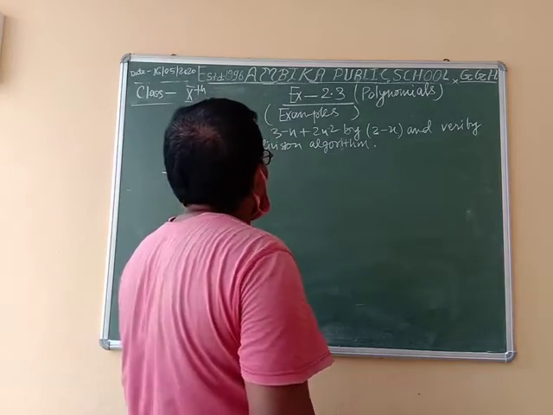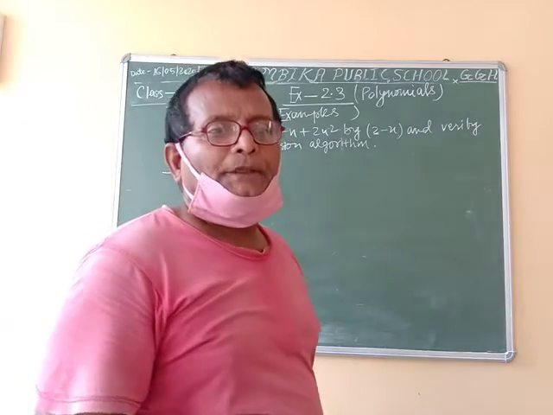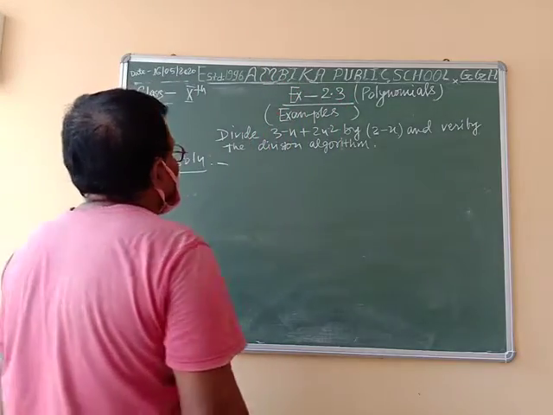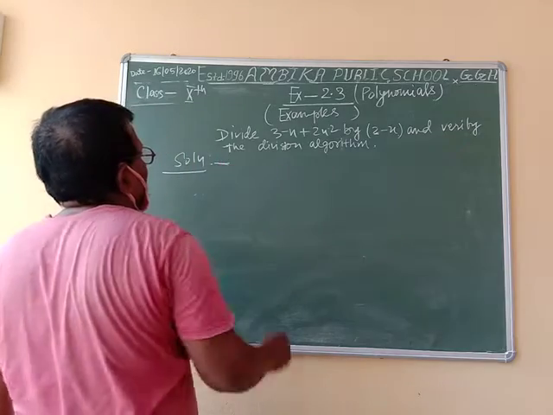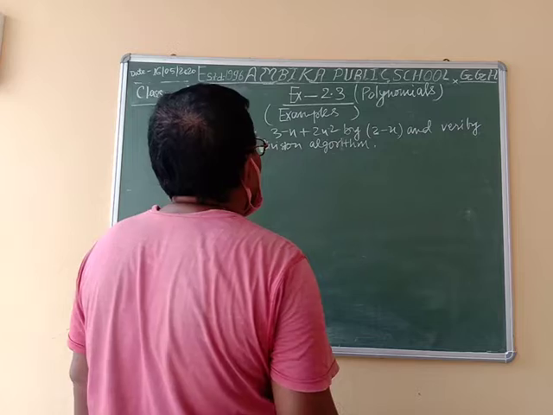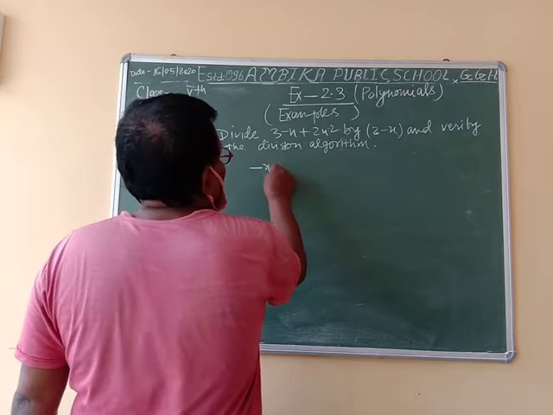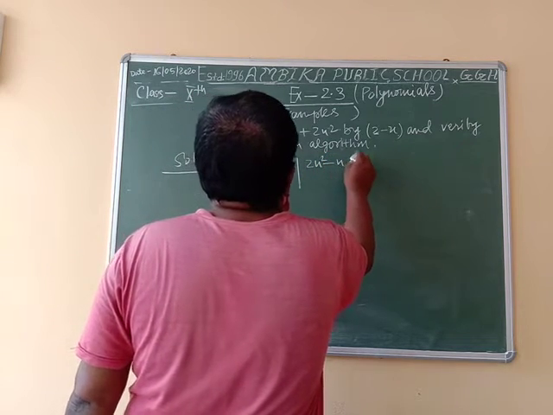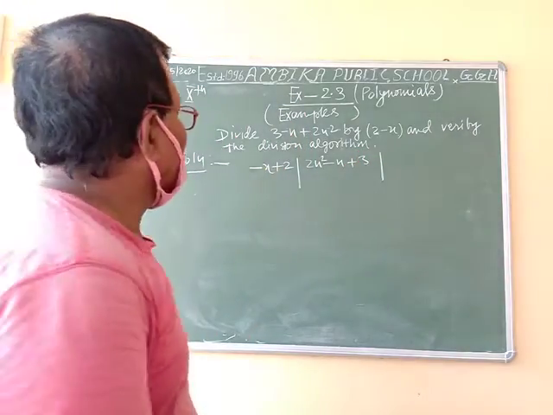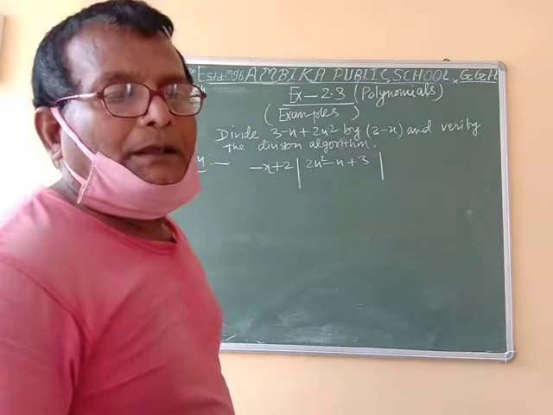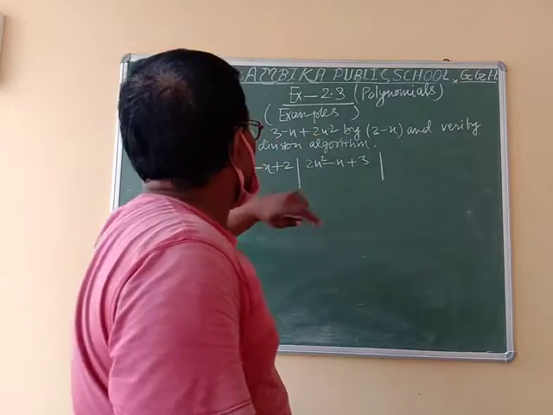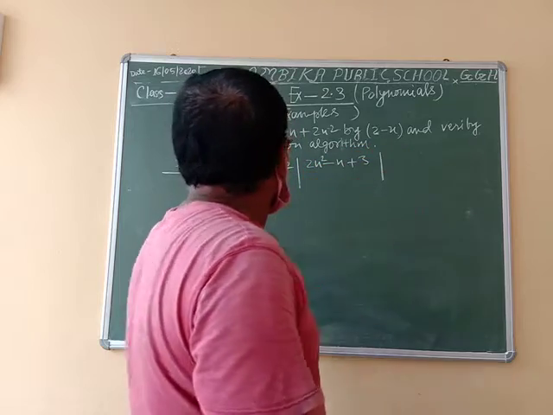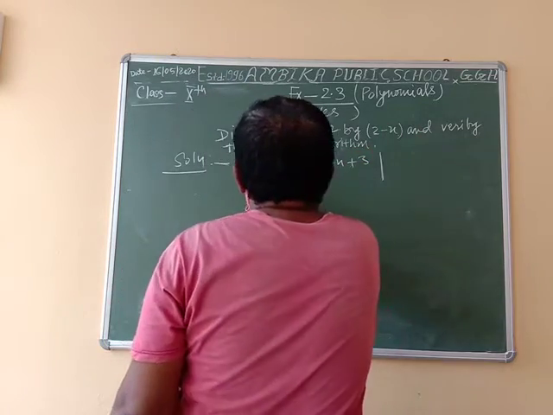To divide 3 minus x plus 2x squared by 2 minus x, at first we write the terms in descending order. 3 minus x plus 2x squared becomes 2x squared minus x plus 3, and 2 minus x we write as minus x plus 2.